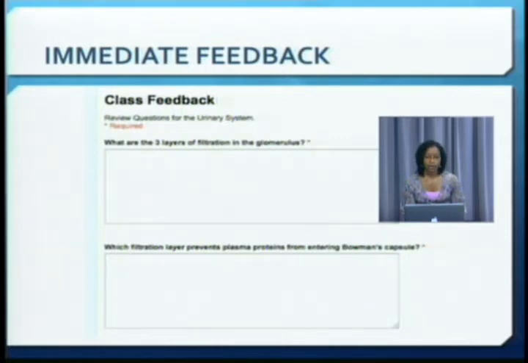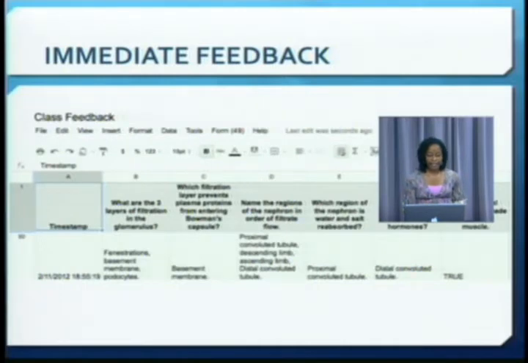And this is an example of a form that I made where, I don't know if you can see that, it says, what are the 3 layers of filtration in the glomerulus? We were talking about the kidney and how our body makes urine. This was an important point that I needed them to understand, and I wanted to make sure that they got these 3 layers, because it was going to be foundational for what we're going to do in the future. So I created this feedback form and then made it available to them. And this is the data that comes back to me. And it creates a timestamp.